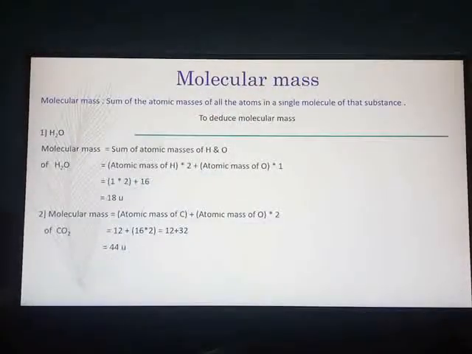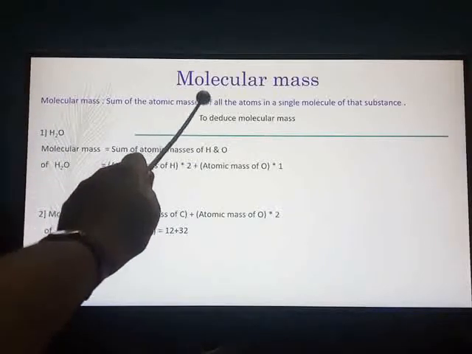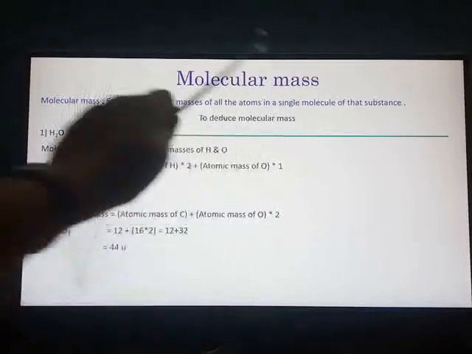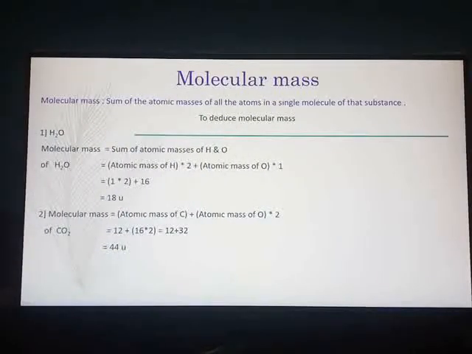Now we have seen what is atomic mass and how the atomic mass is calculated. So what is meant by molecular mass? You all know that molecules are nothing but atoms clubbed together. So if you want to calculate the molecular mass, it is nothing but the sum of the atomic masses of all the atoms in a single molecule of that substance. And the unit of molecular mass is the same as the unit of atomic mass.